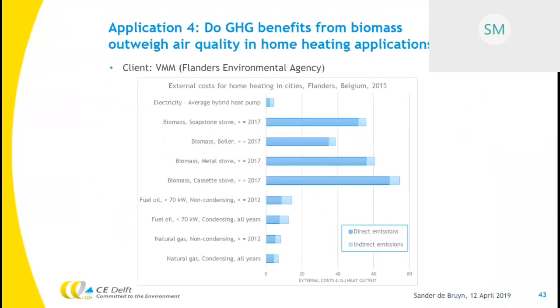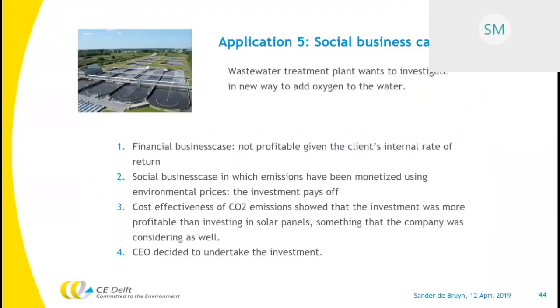And then the last is also again, so next slide please, is for a client, which is a wastewater treatment plant, and they wanted actually to investigate a way to add oxygen to the water, and so they did a financial business case, and then they thought, well, this new technique is not really profitable given our own internal rate of return. But then they asked us also to perform a social business case, so where we monetize actually the environmental impacts, and then it was shown that actually this was a good investment from the societal perspective.